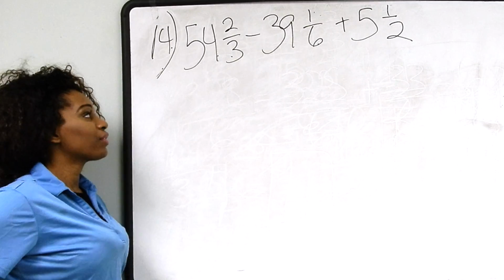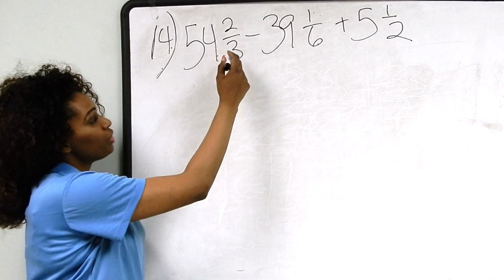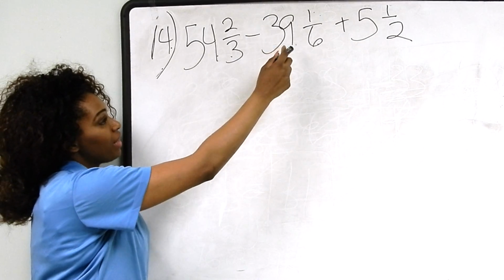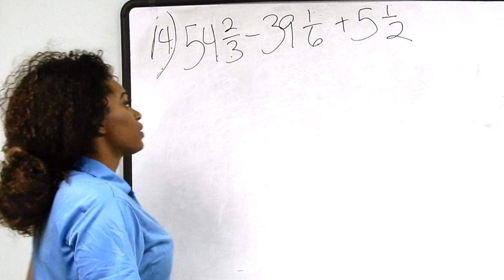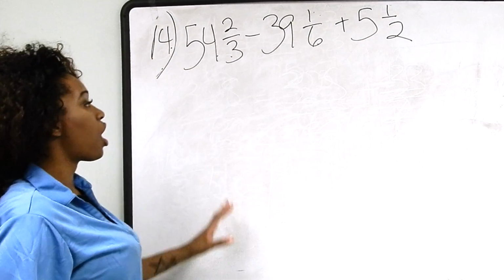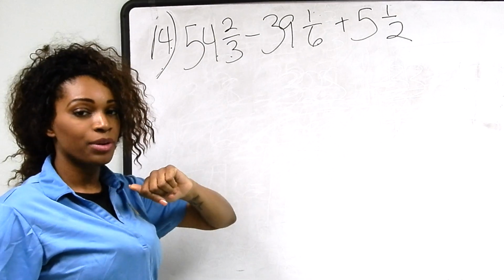On the Math 86 final review, we're going to take 54 and 2/3 and subtract 39 and 1/6, and we're going to add to it 5 and 1/2. The first thing we need to do is change our mixed fractions to improper fractions.